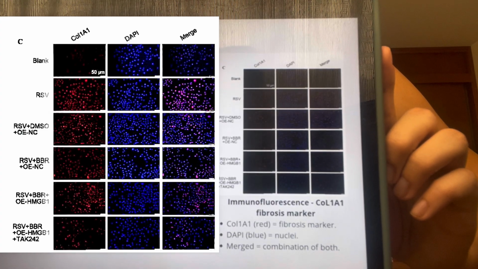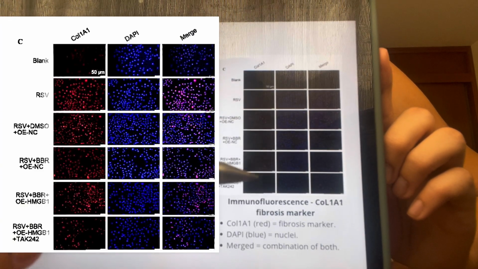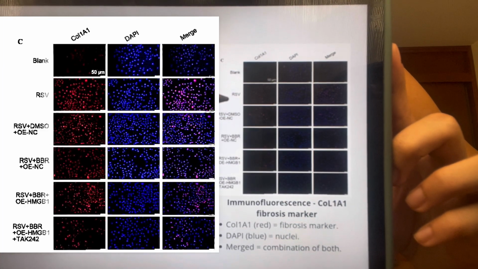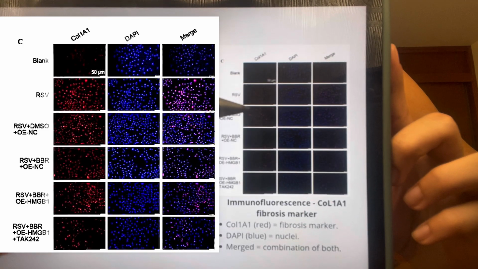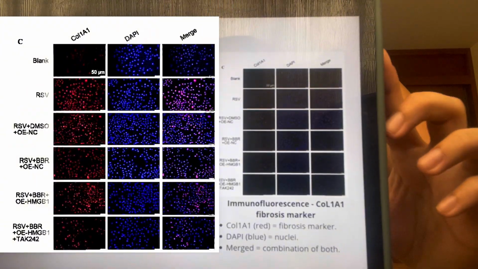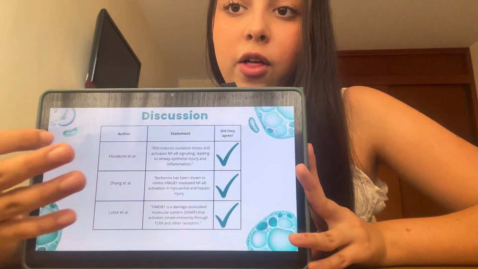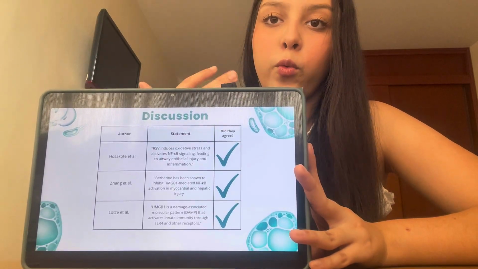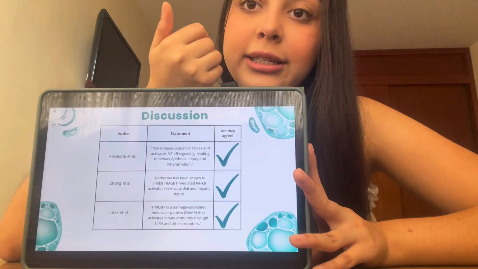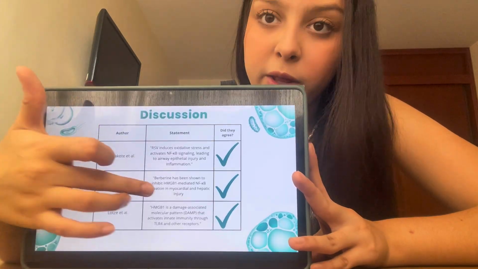And here we have an immunofluorescence that will show the expression of the COL1A1, which is a fibrosis marker. In the blank cells, it will not be expressed, but in the RSV cells, it will have a bigger expression. When they block the receptor TLR4, they will reduce its effects. And finally, here we have the discussion, where I mentioned three authors that all agree with what the article author said over the berberine effects and also of the RSV-induced signaling pathway.